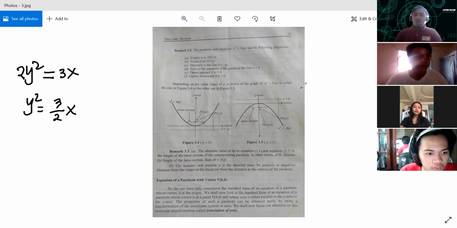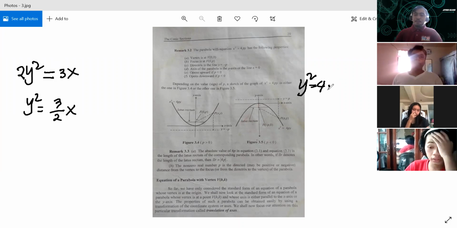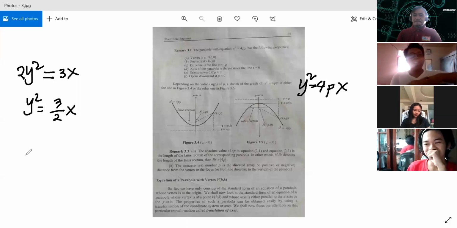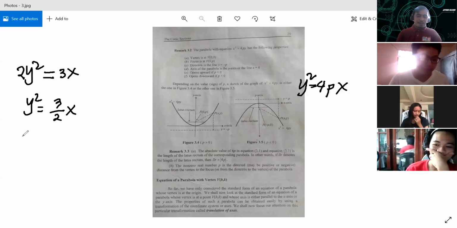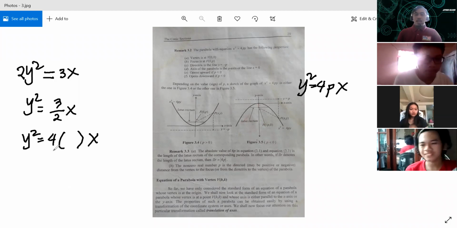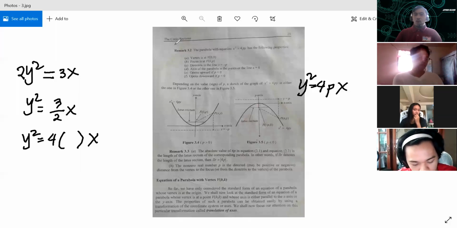It should be y squared equal to 4px. But there is no 4 yet. Okay, I will start so you can see. I will make it y squared equal to 4 blank x. See to it, if you multiply 4 and that number, it should be equal to 3 halves. The question is, what is that number?